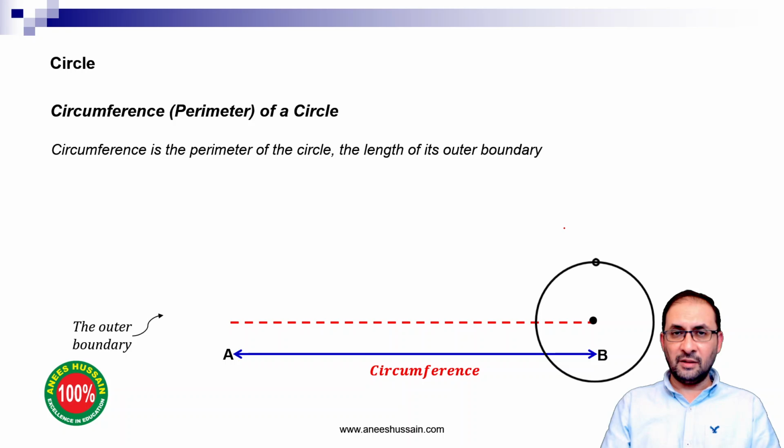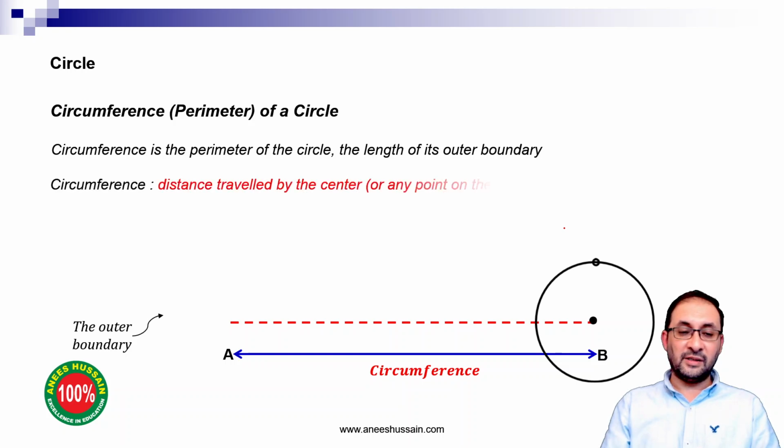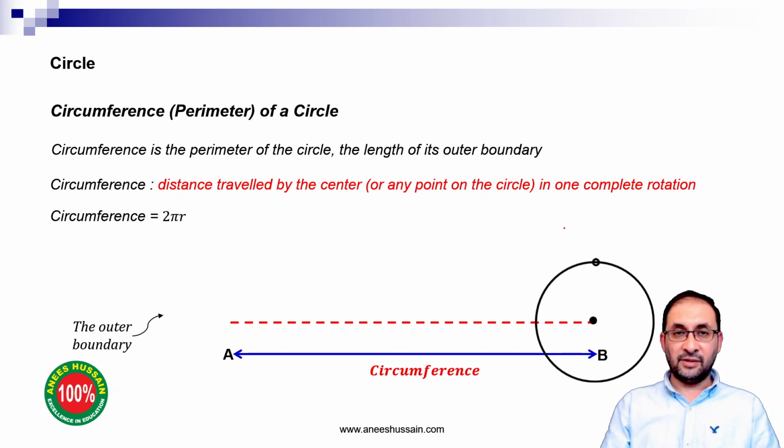This distance AB, which is the distance that any point would travel if the circle was to revolve one complete rotation, is going to be the circumference of the circle. So we can define circumference as the distance traveled by the center or any point on the circle in one complete rotation. To calculate the length of the circumference, we can use the formula 2 pi r, where r is the radius of the circle. We can also use the formula pi multiplied by the diameter, because remember the diameter is twice the radius. So either you use 2 pi r or you use pi times the diameter, you'll get the same answer.